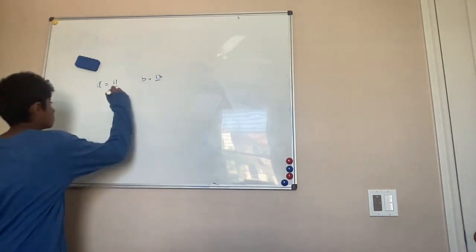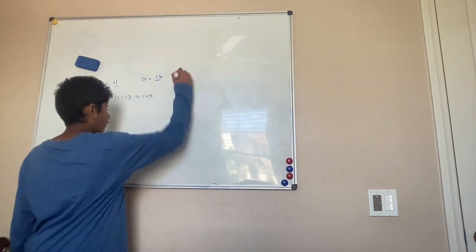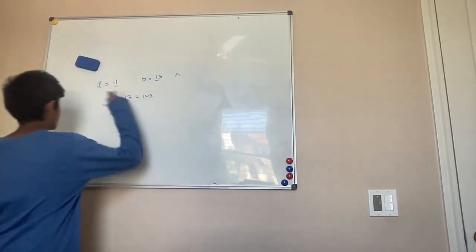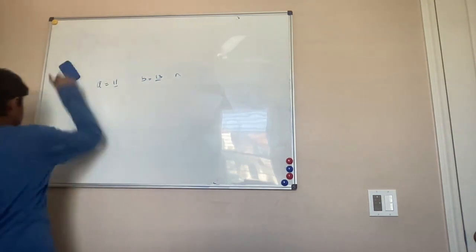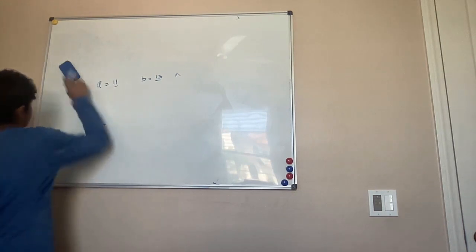Now what we need to do is multiply both of these numbers to get what we call our n, or the product of these two numbers. All right, so we know that this is 143, and you can just do some simple math, 13 times 11, and then you get 143.